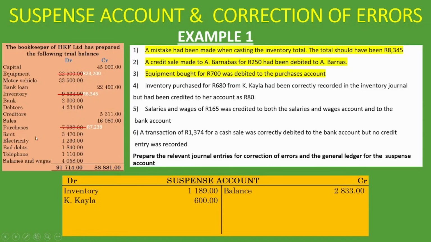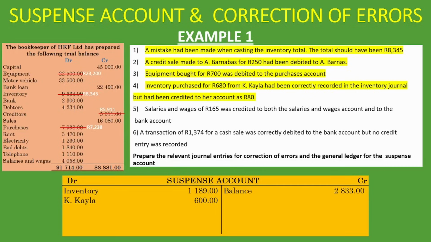And again, we increase our creditors amount from 5,311 Rand to 5,911 Rand, and that is because we increased it by the 600 Rand that we initially understated it by. I hope that has made sense. Let's look at the fifth one.